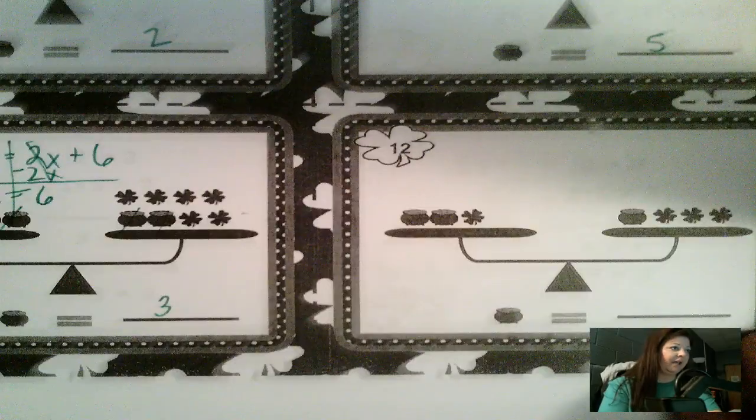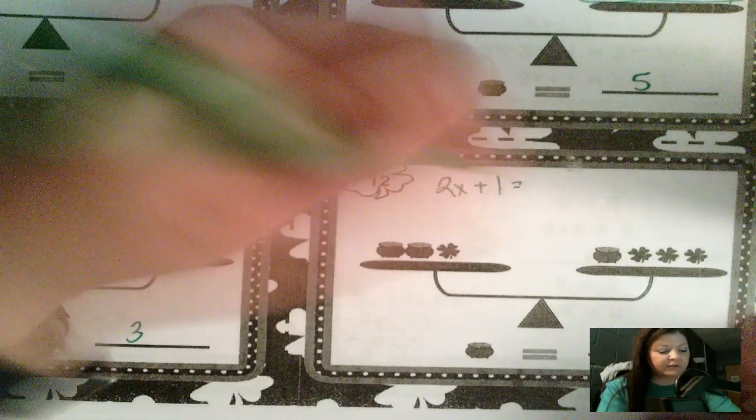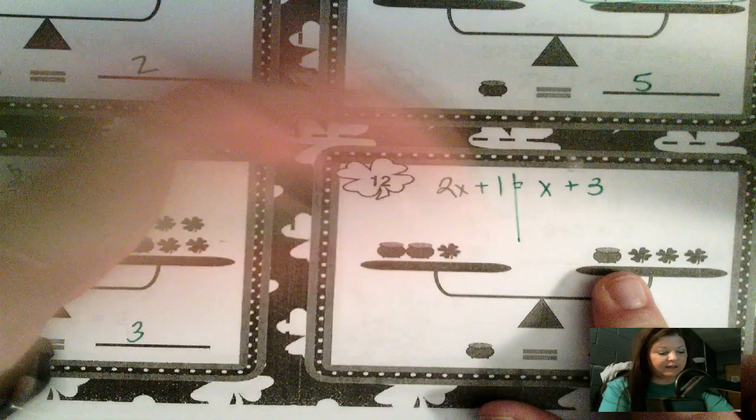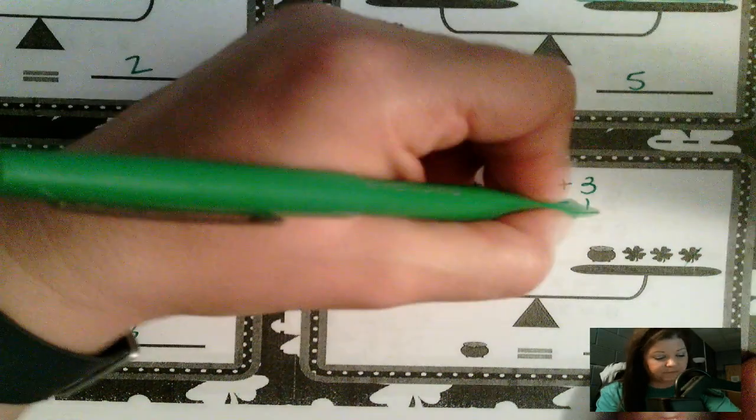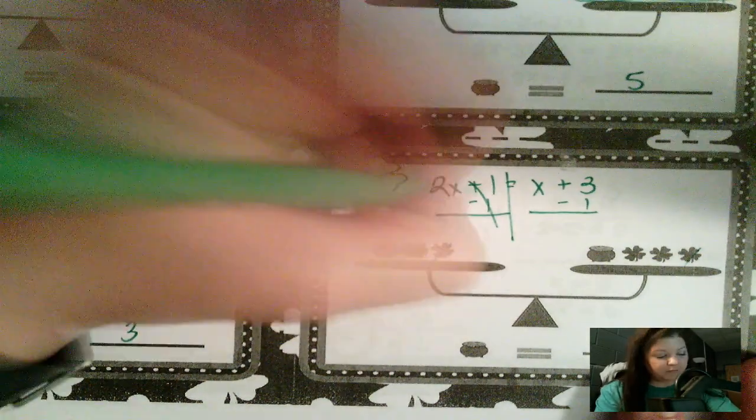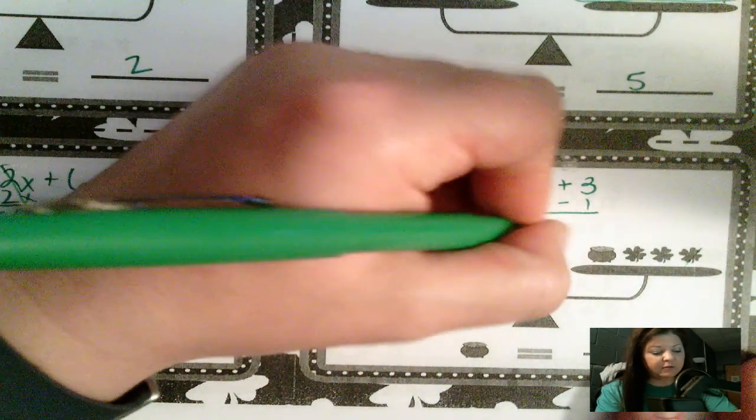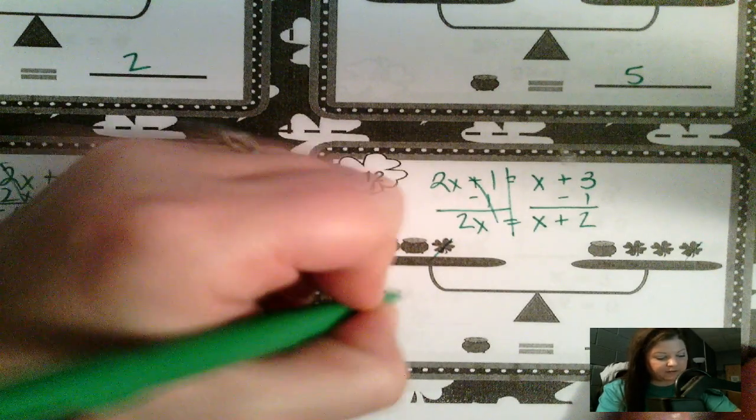Number 12, we have 2 pots of gold, so 2x plus 1 clover is equal to 1 pot of gold, so 1x, or just x, plus 3 clovers. So we can see that we need to take away clovers and gold. So let's start with the clovers. I'm going to take away 1 clover on each side, so I'm going to subtract 1 from each side. Okay? That cancels that out. We bring down 2 pots of gold is equal to 1 pot of gold plus 2 clovers. Okay? So now 2x is equal to x plus 2.